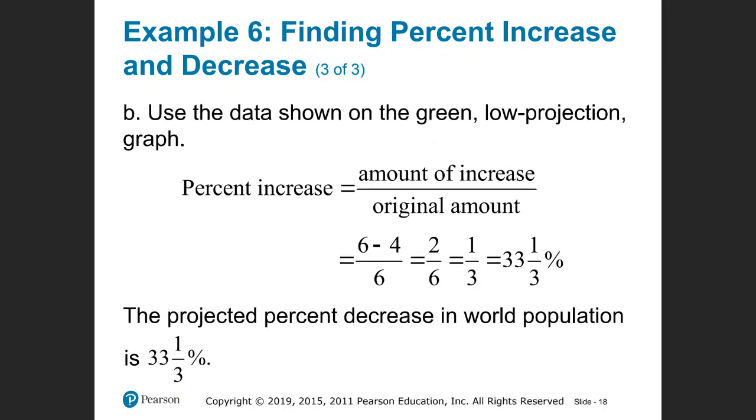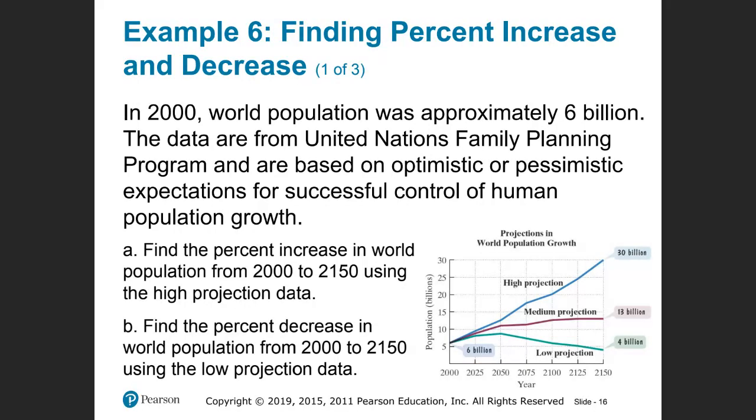Now, on the next one, we're going to find the percent decrease, which is the green or low projection on the graph. So going back to the graph again. We see that the green goes down, but not as quickly as the blue graph went up.